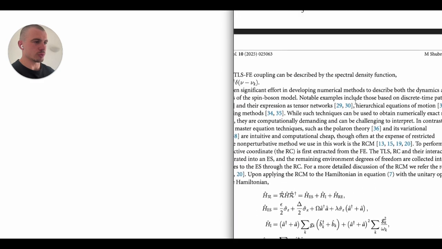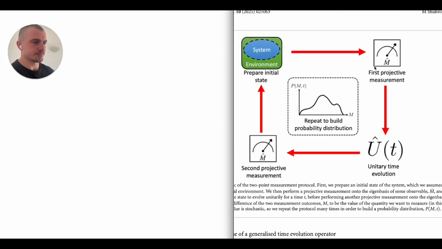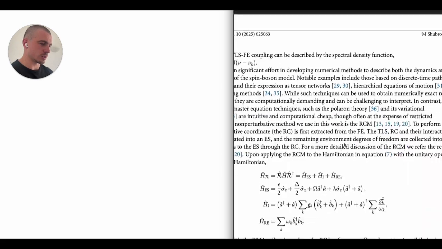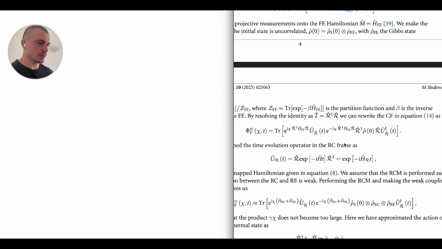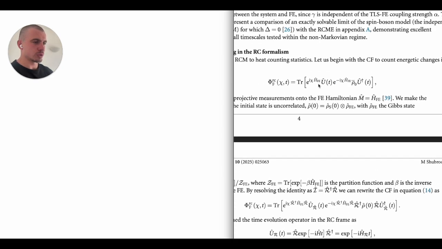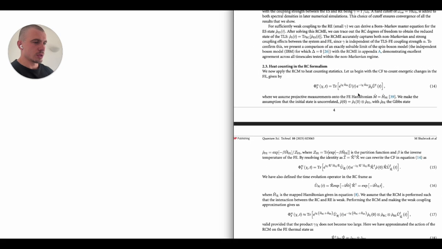So if we go back up to this diagram, we had the second projective measurement was the first term inside that trace. The unitary evolution was on either side. And then we had the first projective measurement was directly next to the initial state, which was this part here. Okay, so that's what each one of these terms means.